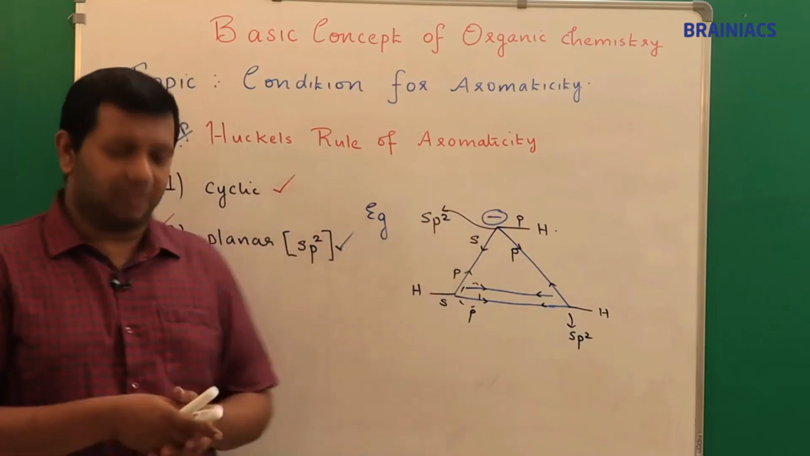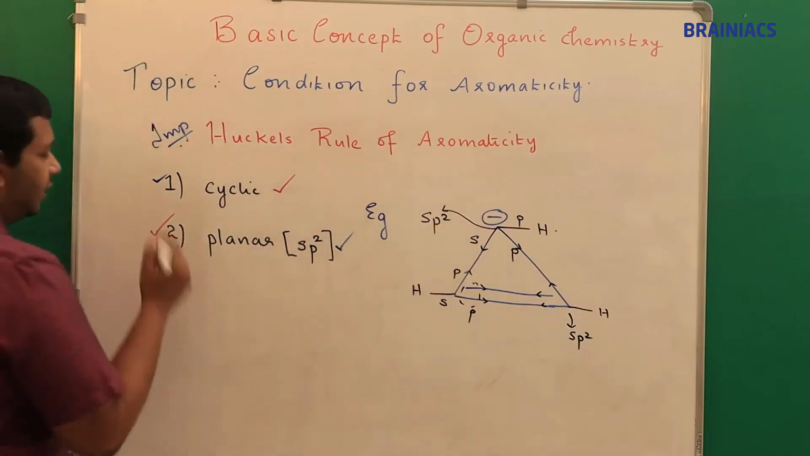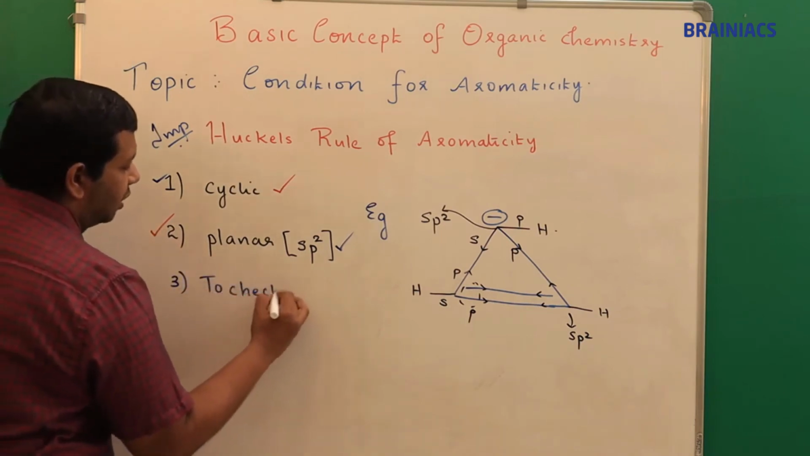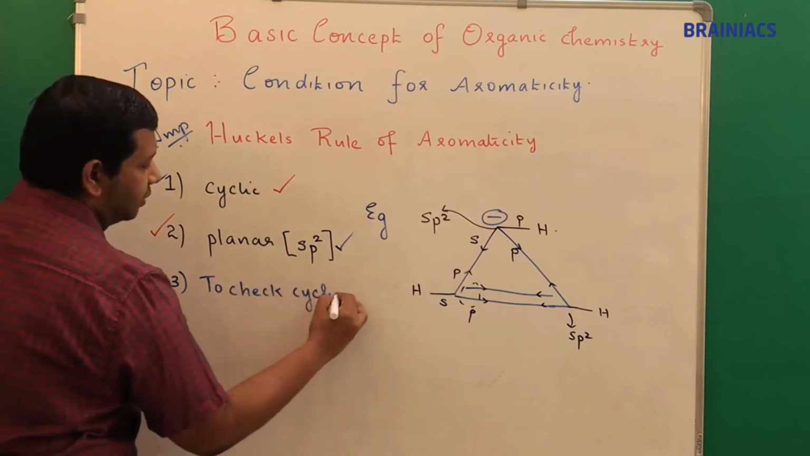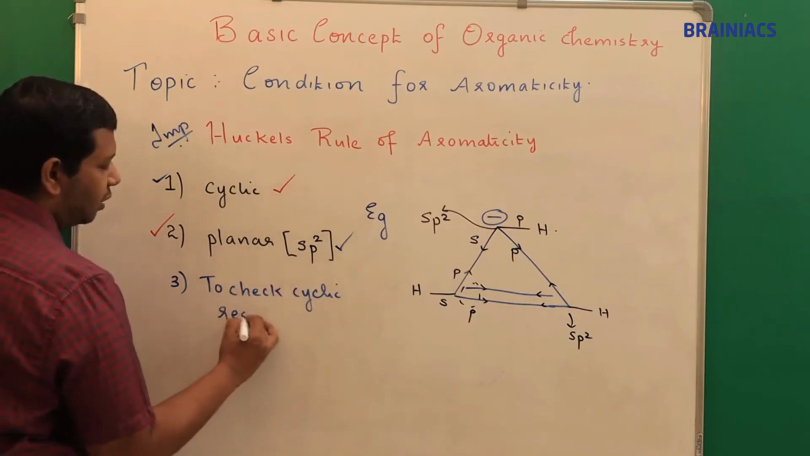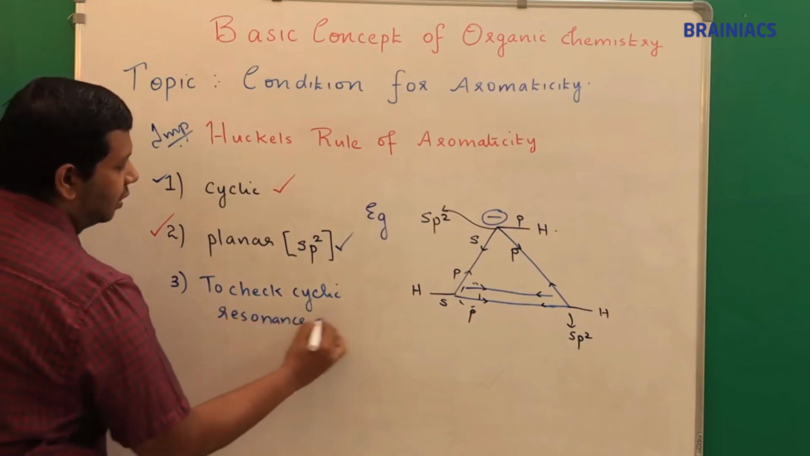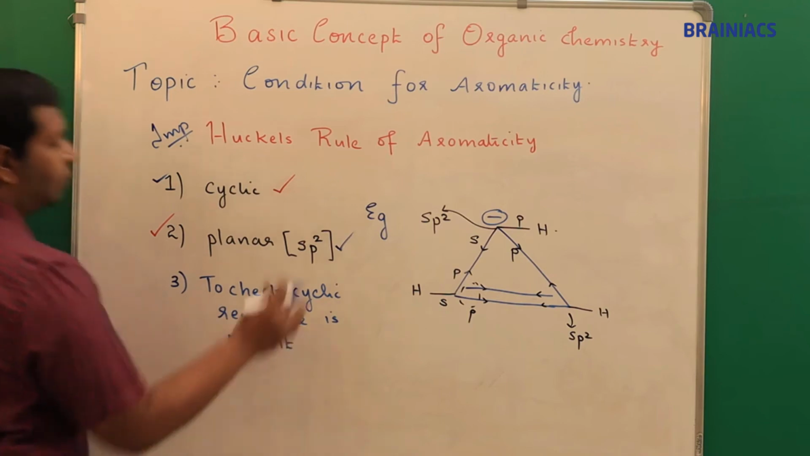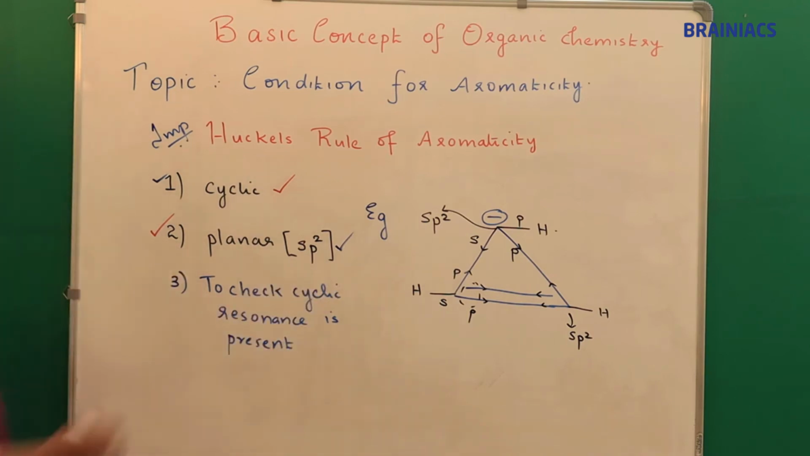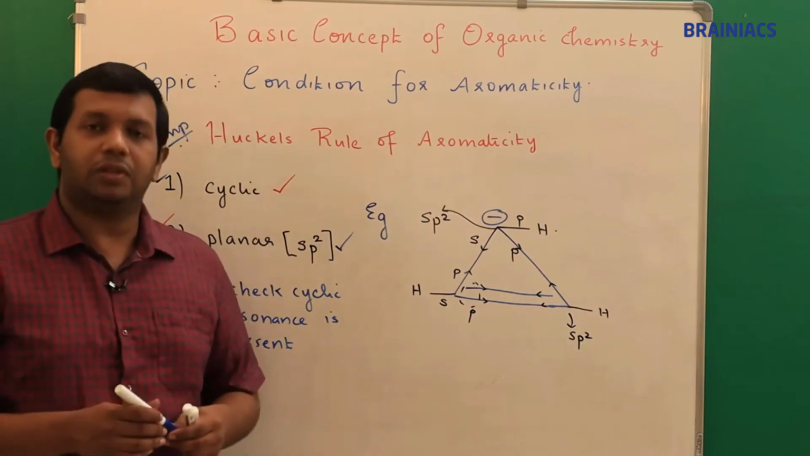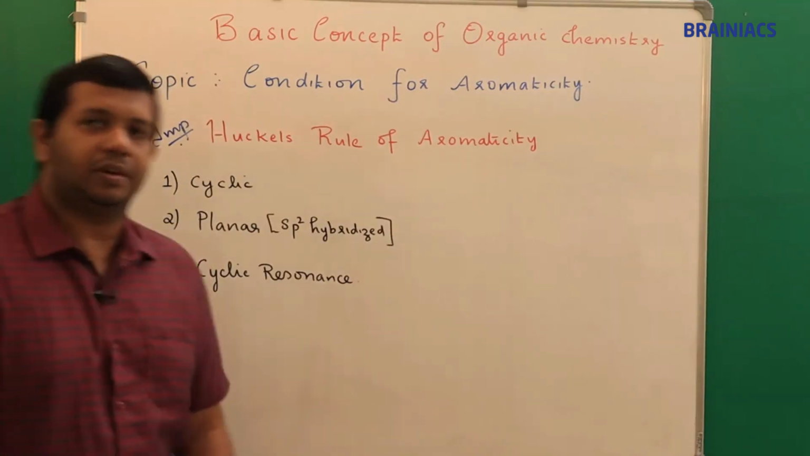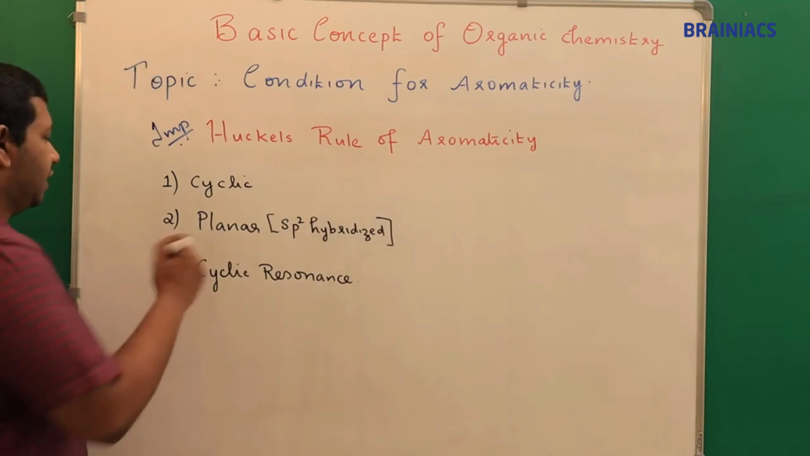Here the condition is, what is the third condition? Let me write. The third condition is to check whether cyclic resonance is present. Or you can just write a shortcut, cyclic resonance. To ensure that cyclic resonance is present, that is the third condition. To explain that, I will first go with what is resonance. Okay, listen. Next let me start explaining what is cyclic resonance.